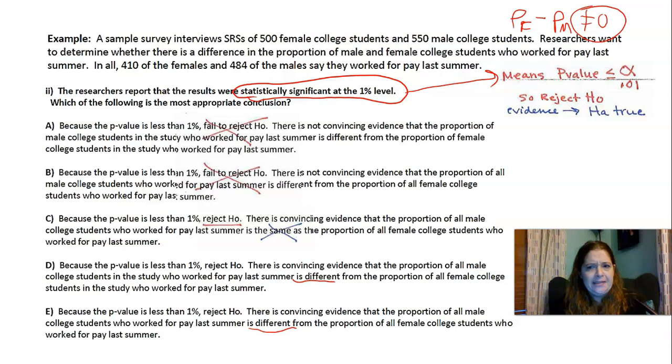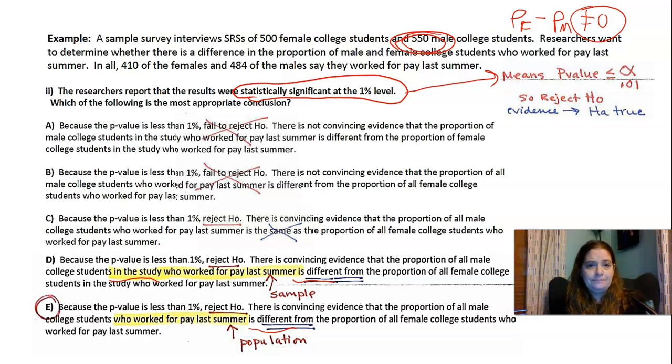And these seem really similar. In fact, the only difference is this phrase "in the study." So the first one, D, is referring to the males in the study, and the second one is just saying males. So be careful on that, because the males in the study, we're talking about those 550 males. So that is not referring to the population. That's referring to the sample. The proportion of all male college students in the study, that is p-hat M, whereas the proportion of all male students, that is pM.